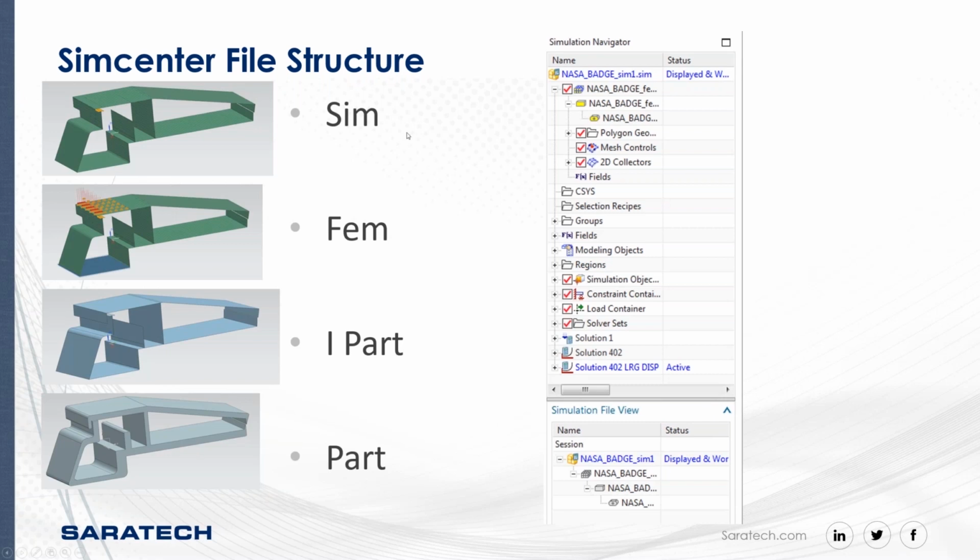But at the top level, you have your sim part. Below that, you have your fem part. Below that is the I part, and below that is the regular part. The part comes directly from NX CAD. And then the I part, the fem part, and the sim part are what you are creating in your Simcenter environment. So what is the idealized part?